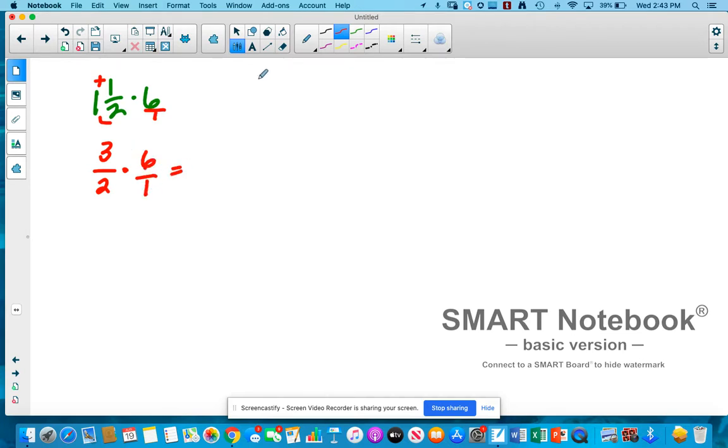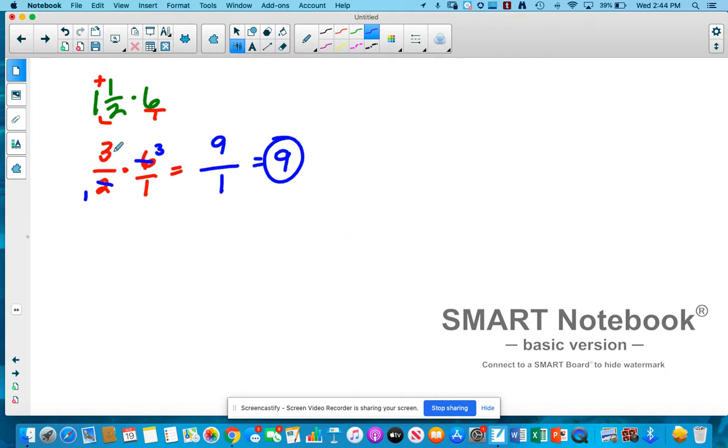So same thing here. I can cross cancel, not with the 3 and 1, but the 6 and 2. So 2 goes into 6 3 times, 2 goes into 2 once. And so I end up with 3 times 3 is 9. 1 times 1 is 1. And so 9 divided by 1 is 9. When you can simplify, simplify.